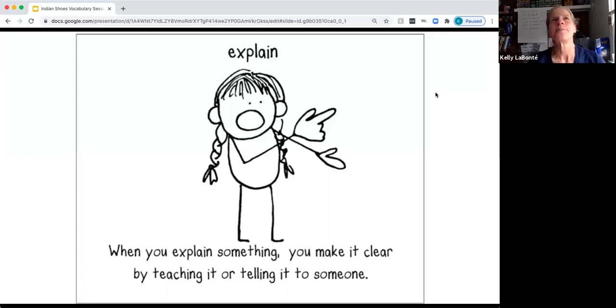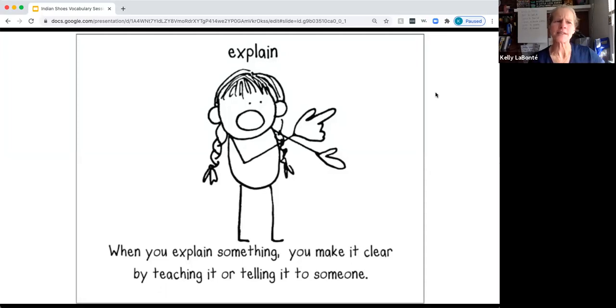Let's think about this. When the principal tells you why it's important to walk in the hall, do you think that connects with the word explain or no? You know the drill. Turn and talk to someone. If you said that the word explain and a principal telling you why it's important not to run in the halls connect, then you are right.